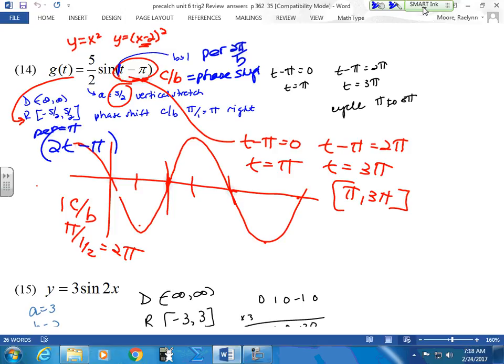So C over B says pi over 2. Shift it 90 degrees, because this is now my full cycle. That's my first cycle. So now I only want to go halfway through that. Wasn't pi half of 2 pi? So isn't pi over 2 half of pi? I've got to base it off my period. So that's why we do C over B.